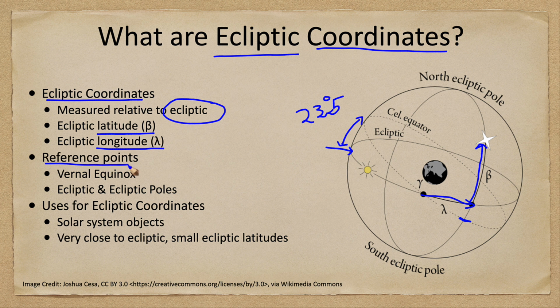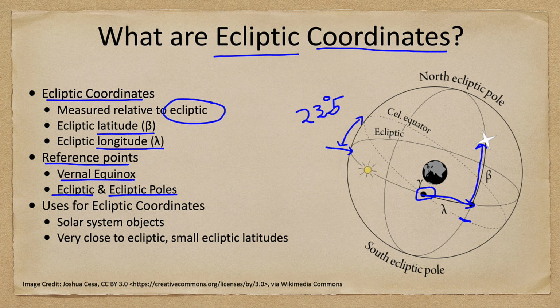Now the reference points here are the vernal equinox, just as we use for the coordinate right ascension. The vernal equinox is actually the same here and works for both, because it is the place where the ecliptic and the celestial equator intersect. You will also have the ecliptic itself comparable to the equator, and the ecliptic poles, which will be comparable to the north and south celestial poles on Earth. They will just be offset. Remember that they're not going to be exactly the same because of that tilt of Earth's axis.